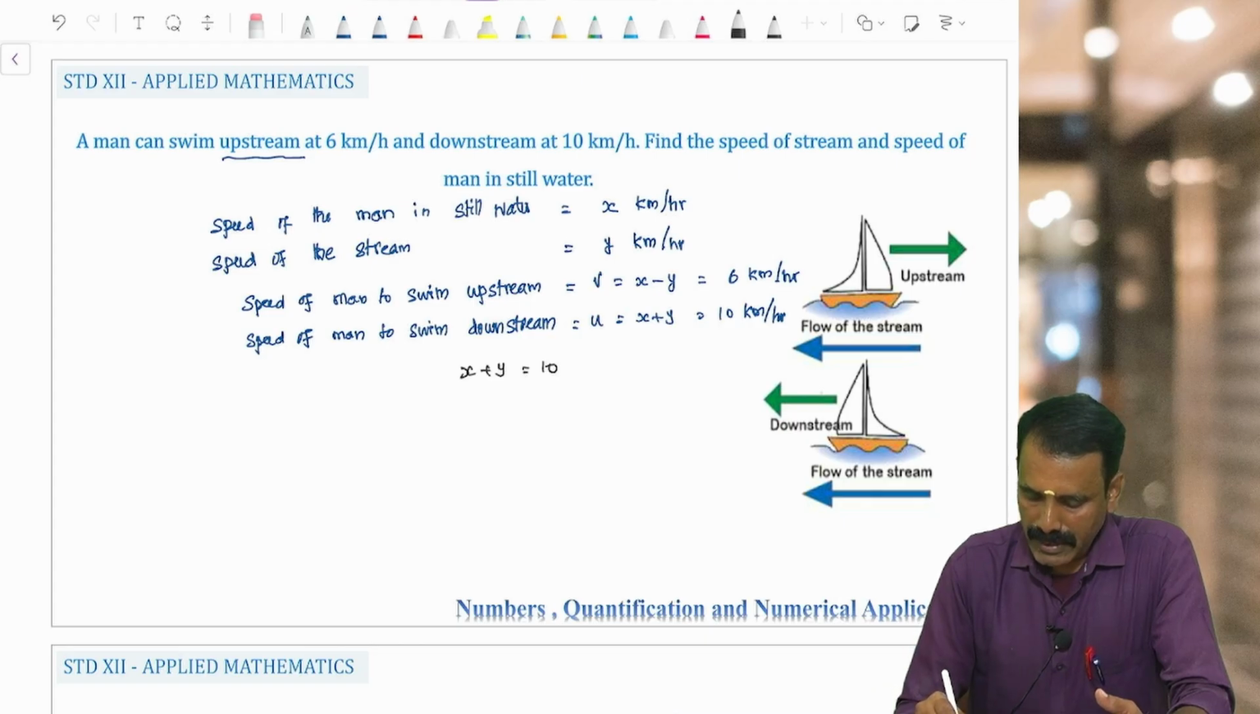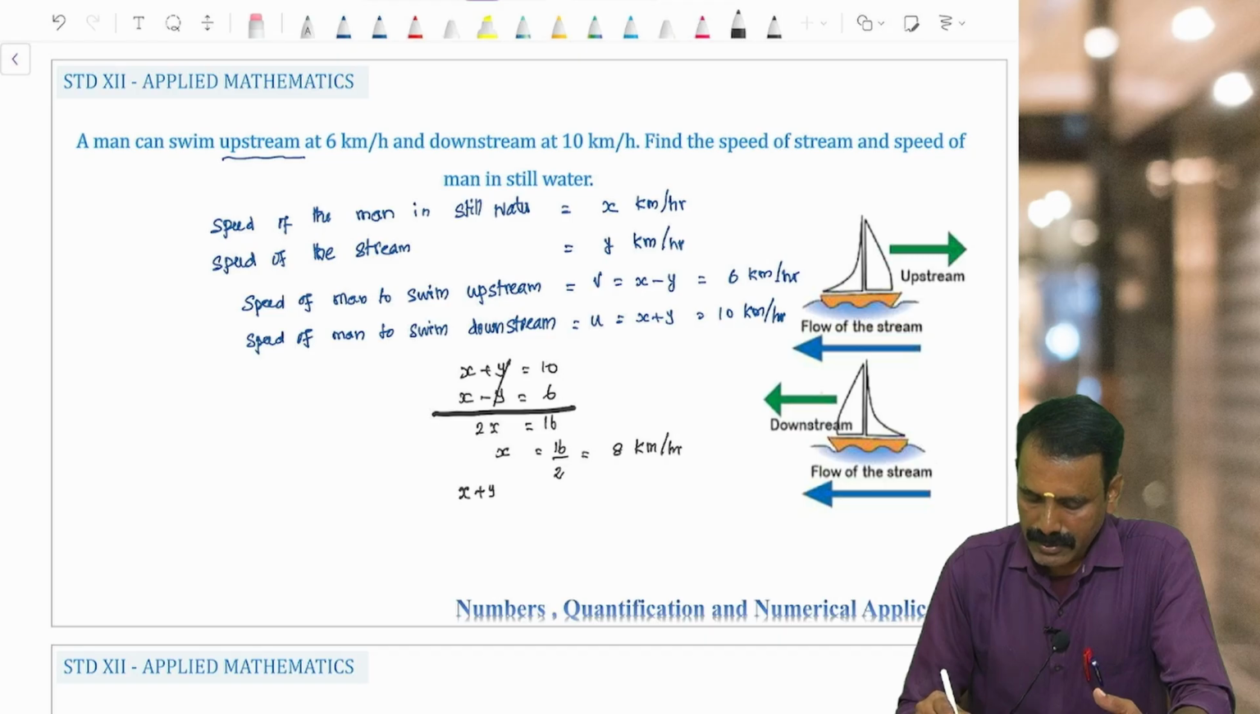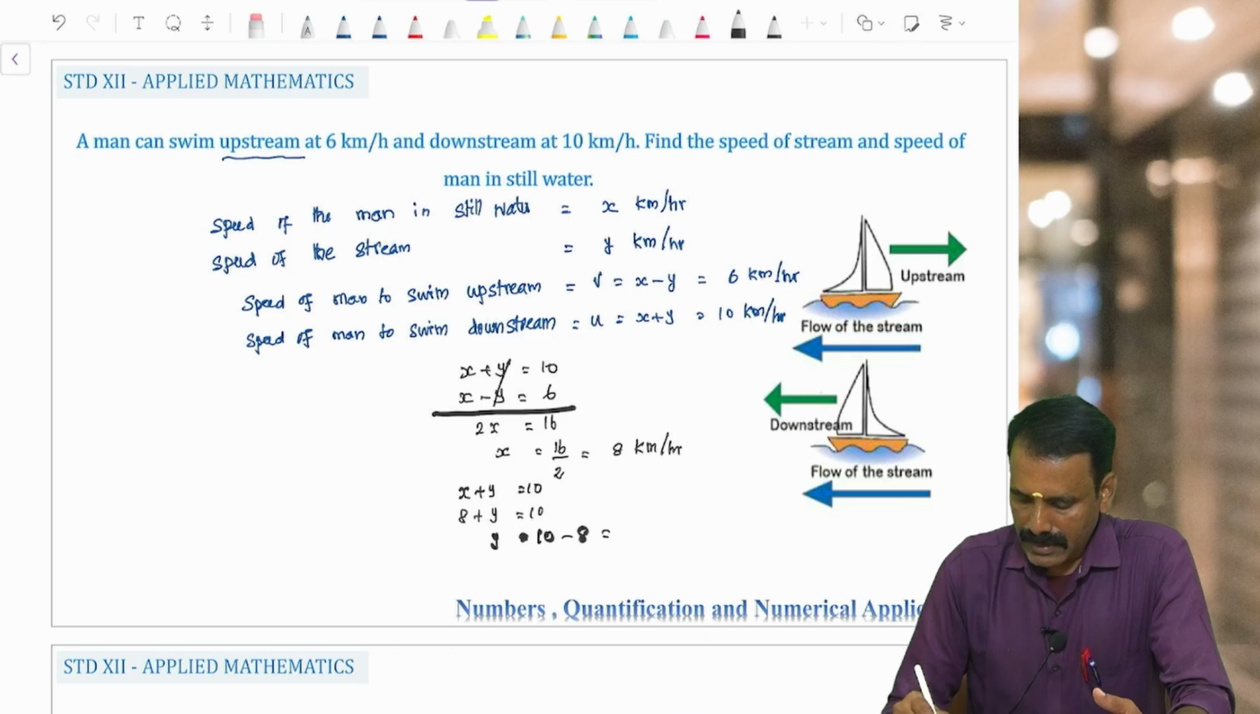x plus y is equal to 10, x minus y is equal to 6. We simplify. 2x is equal to 16. So x is equal to 16 divided by 2, that is equal to 8 km per hour. Substitute this value in any one of the equations. We substitute in x plus y is equal to 10. 8 plus y is equal to 10. When you substitute, x is equal to 8. So y is equal to 10 minus 8, that is equal to 2 km per hour.